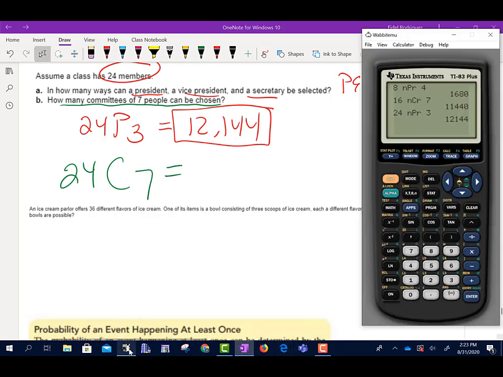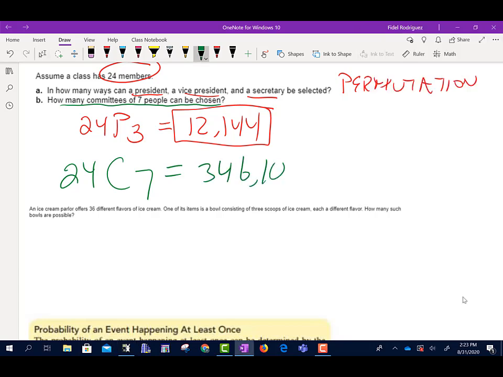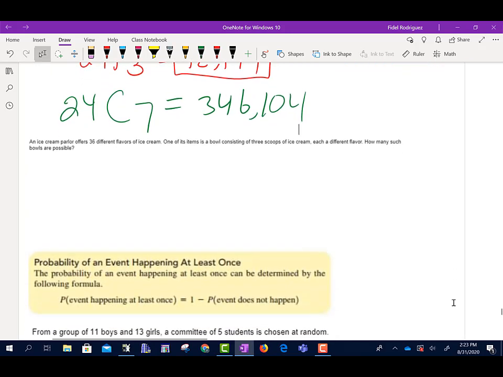Okay, so grab my calculator again. Let's go 24, math, probability. This is a combination. We're choosing 7 folks. And so now I have 346,104. Okay.